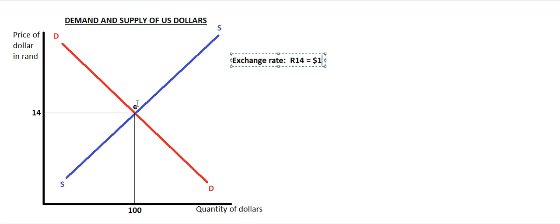Okay, so just remember all the laws apply. The law of demand applies, so the demand curve has a negative slope. The law of supply applies because supply has a positive slope. Where the two aggregates are equal, that is going to give you your exchange rate. Your exchange rate is 14 Rand to the dollar, and at that price, $100 will be bought.